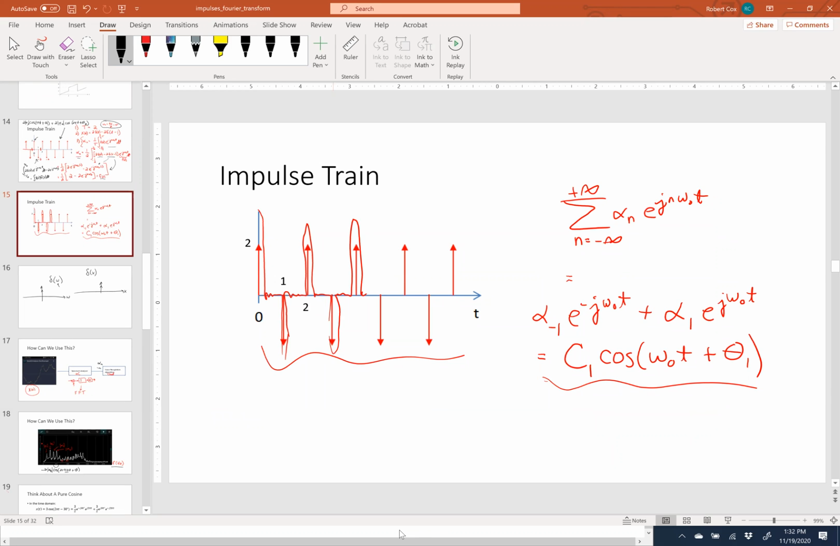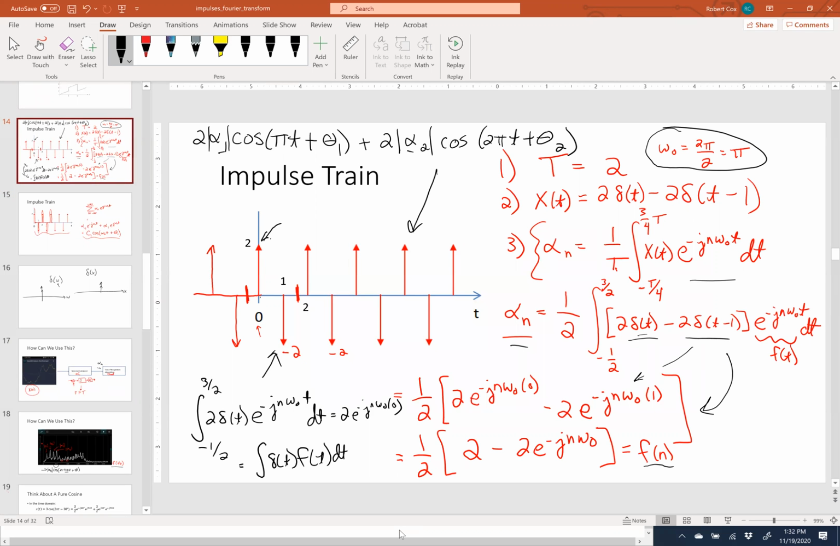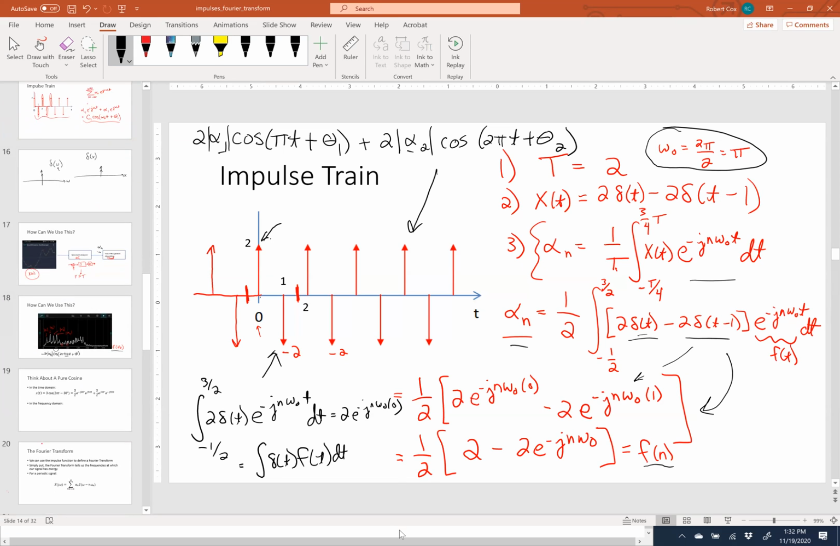So this guy had a period of t equals 2. That meant that the fundamental frequency was pi. So it's got something at pi, 2 pi, 3 pi, 4 pi, 5 pi, 6 pi, etc. Right? All of the integer multiples of that fundamental frequency. Okay. Now, that meant that our alpha n values corresponded to n equal to 0, n equal to 1, n equal to 2, n equal to 3, right?